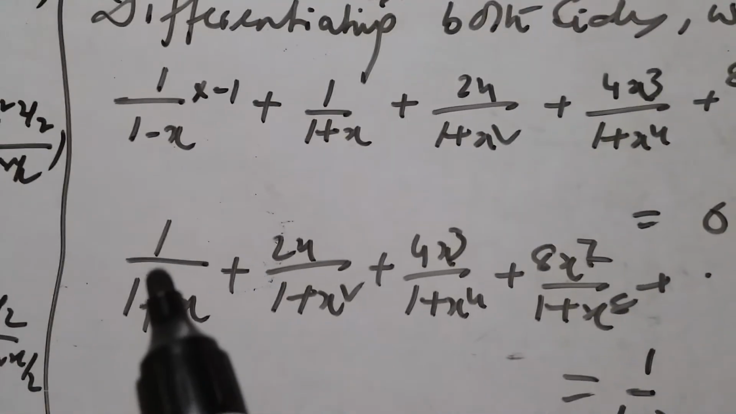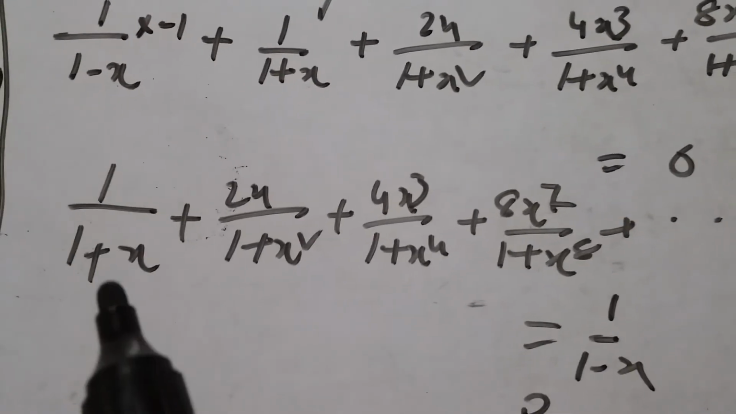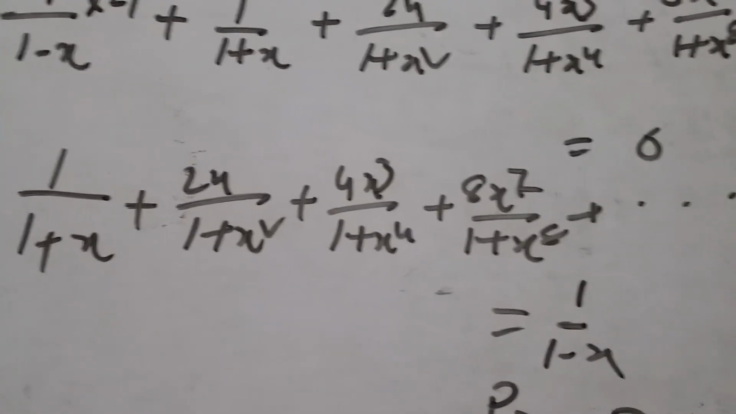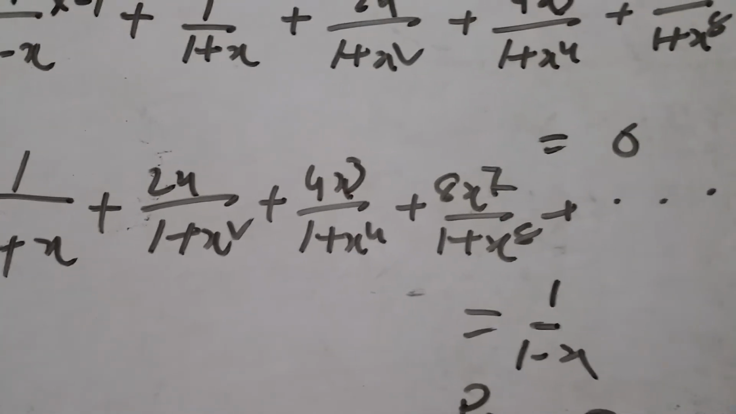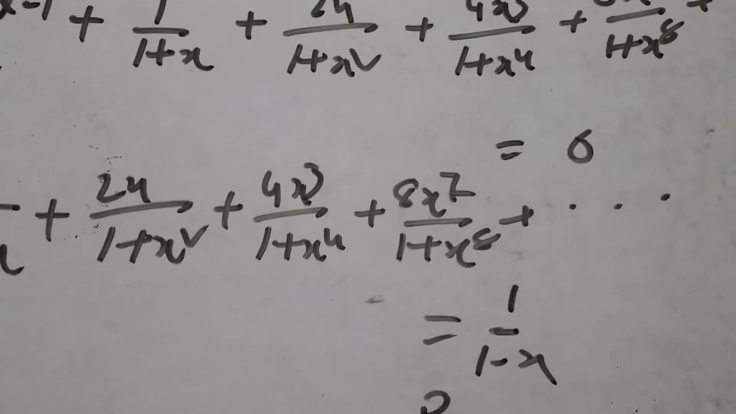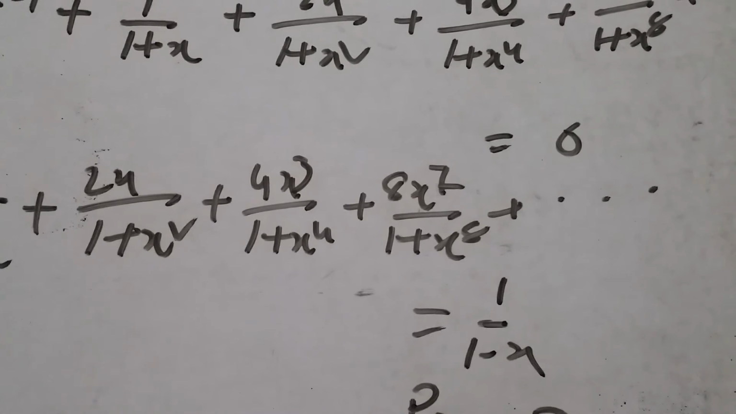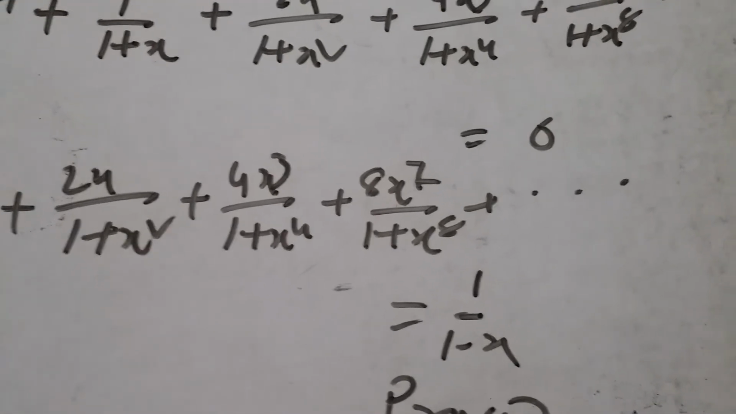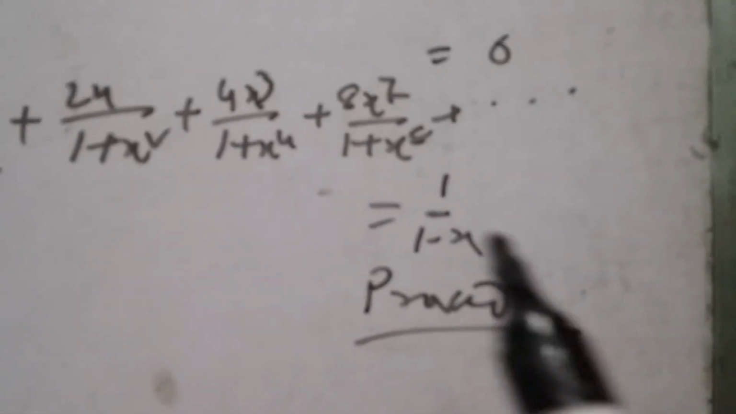So you can write 1 by 1 plus x plus 2x by 1 plus x square plus 4x cube by 1 plus x4 plus 8x7 by 1 plus x8 plus dot dot dot equals 1 by 1 minus x.